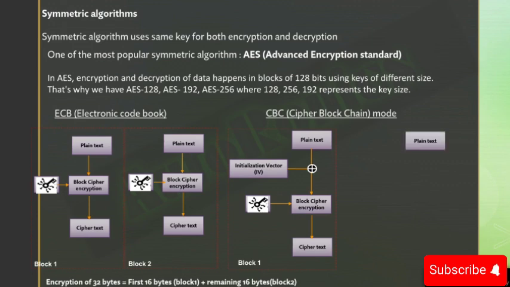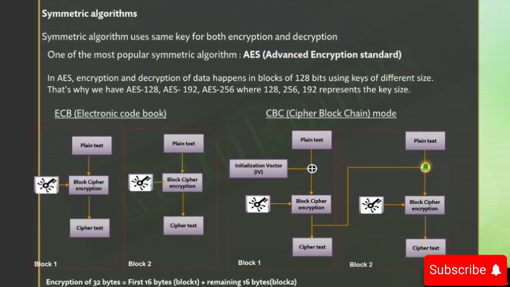Then for block 2, we'll take the remaining 16 bytes as the input, or the plain text, and now we'll take the IV, which is nothing but the ciphertext of block 1. So we XOR the ciphertext of block 1 with the plain text of block 2. And we use the same key and the cipher which we used in block 1 to encrypt the data. So this is the way encryption happens in CBC mode.